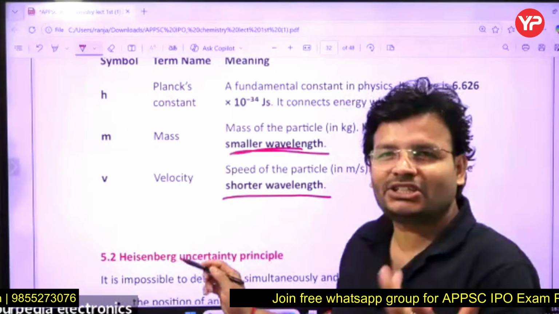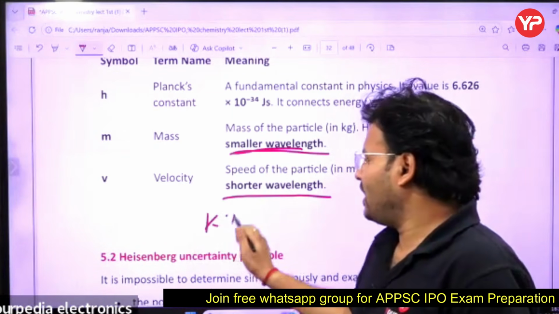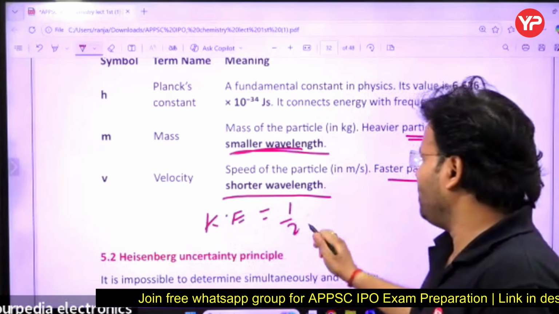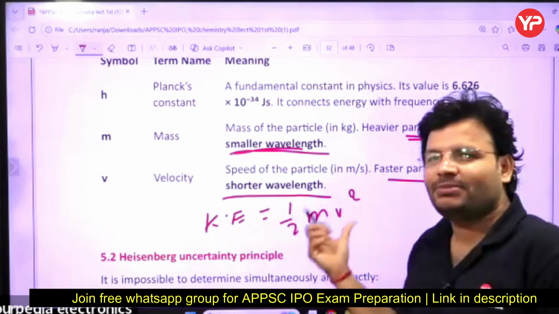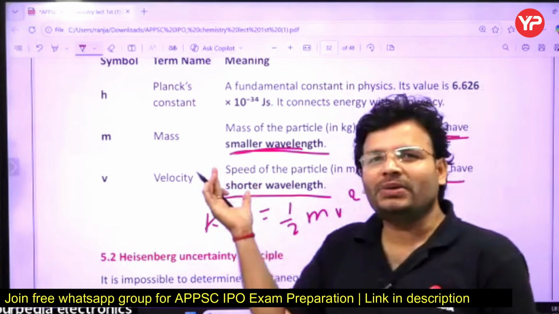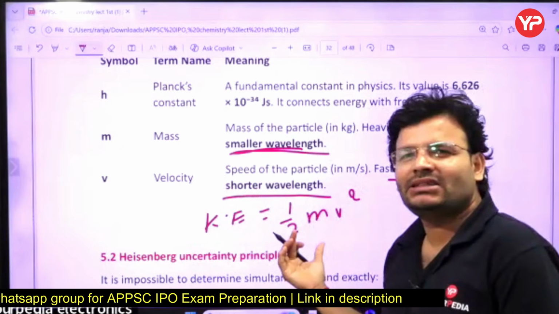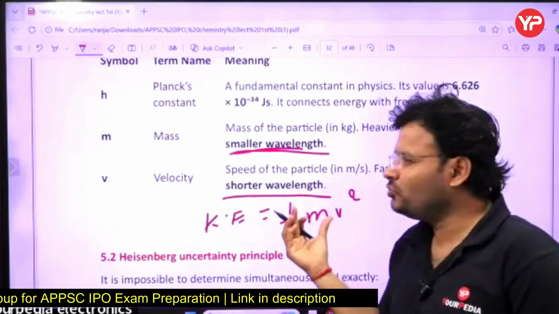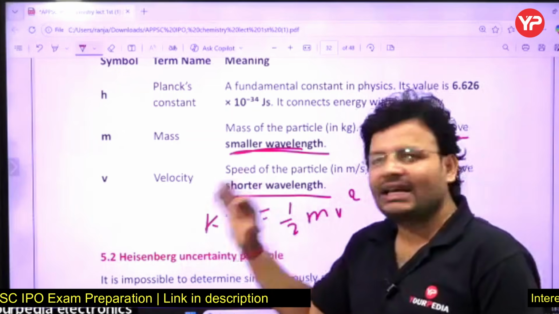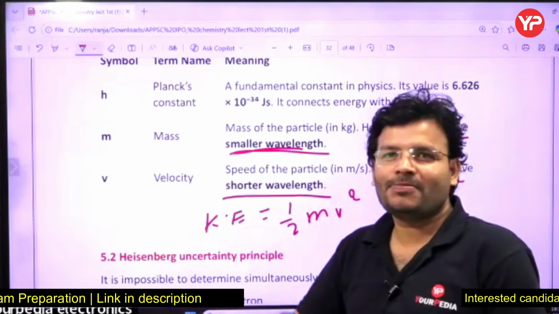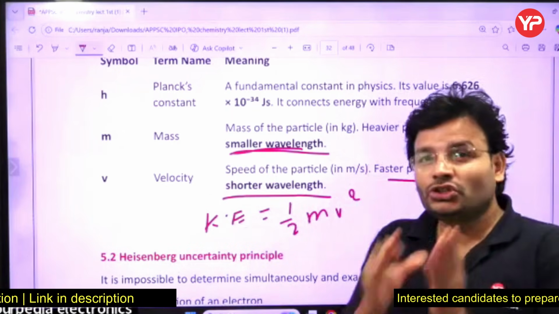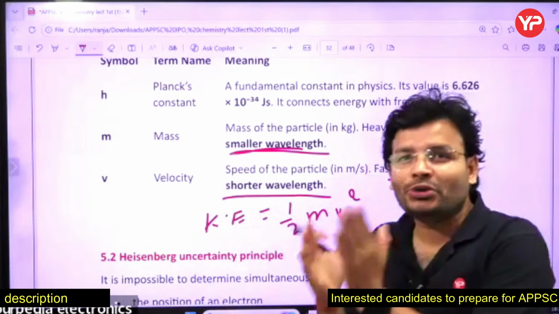So we can say, sir, just assume kinetic energy is what, sir? Half mv square. Sir, if mass is high, velocity is high, kinetic energy will be high. If mass will be high, velocity will be high, in both the cases I can see lambda will be less. Right? So my dear friends, shorter the wavelength, more will be the energy.